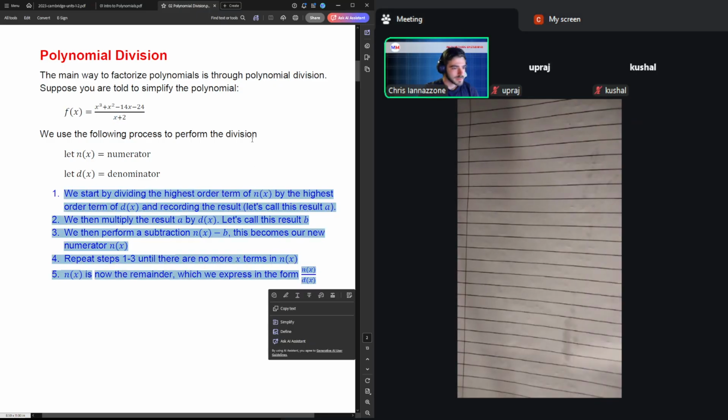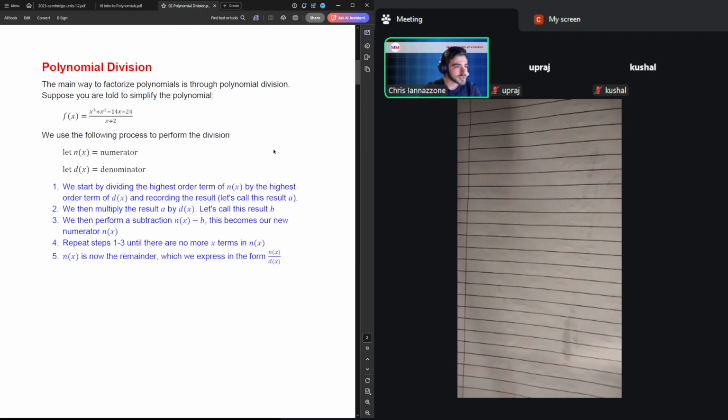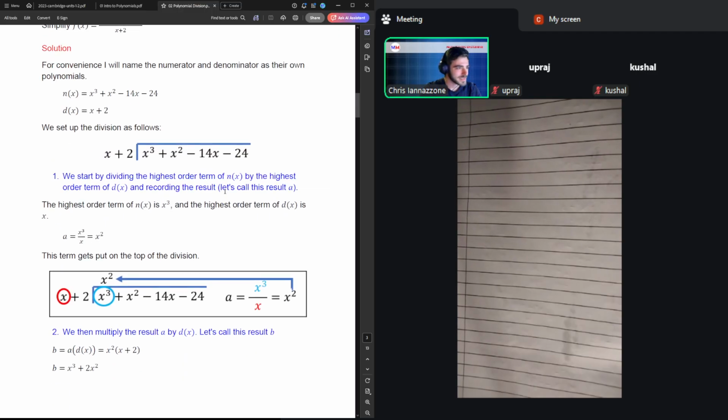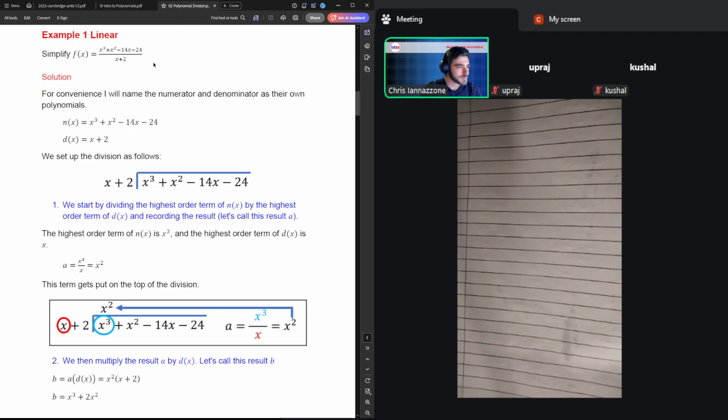Here are the steps, but that's a lot of text, so I think it'd be better if we just have a look and see what that actually looks like in a sequence. So here's our example. First things first, I've just defined what each of the terms are. N for numerator, D for denominator. This is the numerator, this is the denominator. Set up the division, so the numerator goes inside this square root looking thing, and your denominator is going to go out the left-hand side of that.